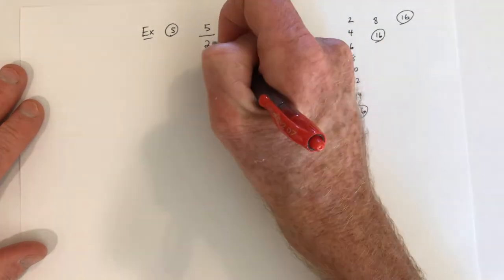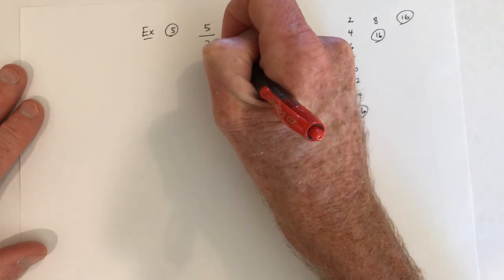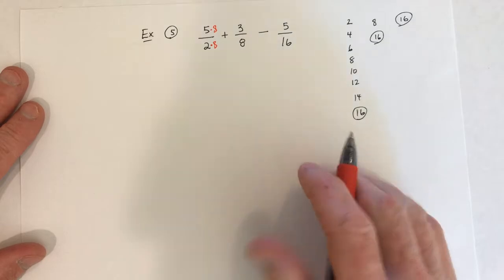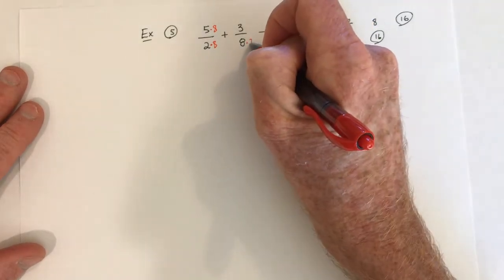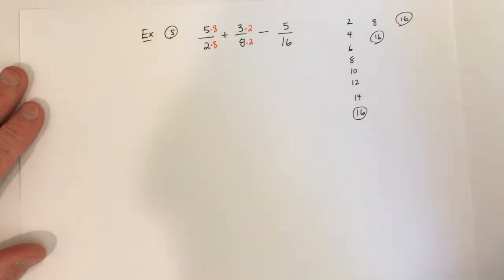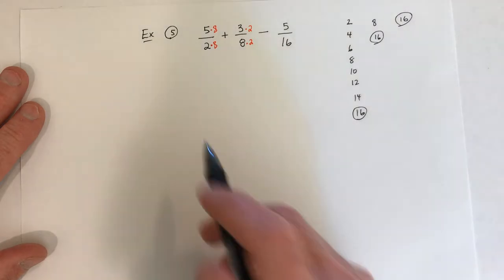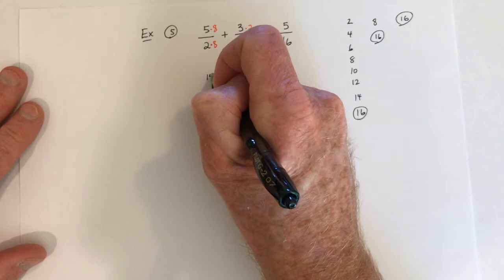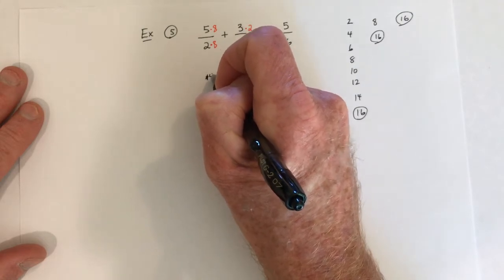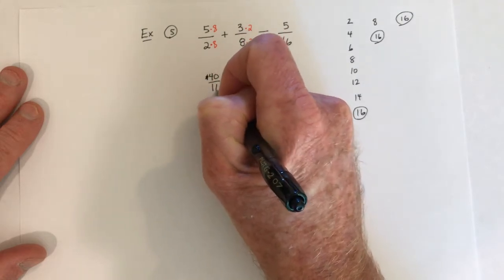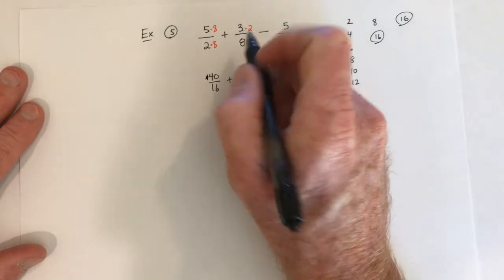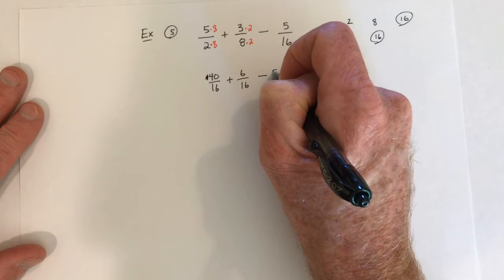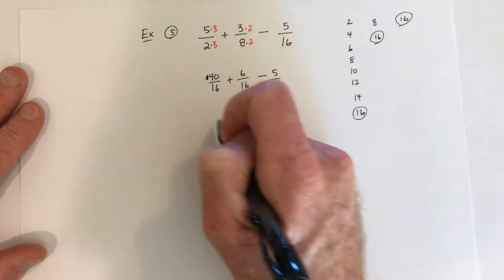So this one can be changed to a 16 if you multiply by 8, but you need to do the same thing on the top and the bottom. This one, multiply by 2 on the top and the bottom. So this will be 40 over 16. This one will be 6 over 16, and then minus 5 over 16.